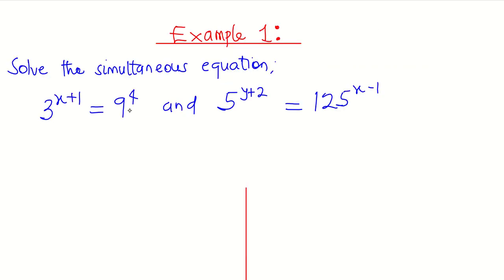The first one says: solve the simultaneous equations 3^(x+1) = 9^4, and 5^(y+2) = 125^(x-1). We have our question as 3^(x+1) = 9^4. This is the first equation. In this, we first reduce the exponential equations to linear equations, and then we solve them simultaneously to find the values of x and y.